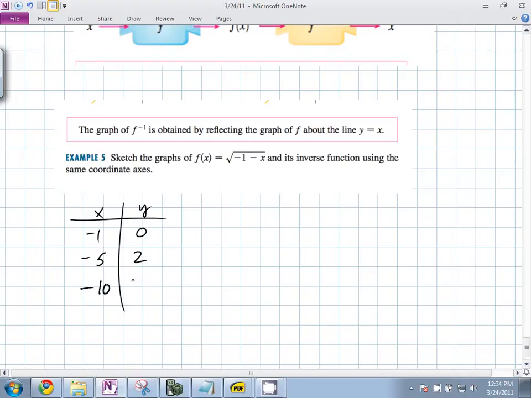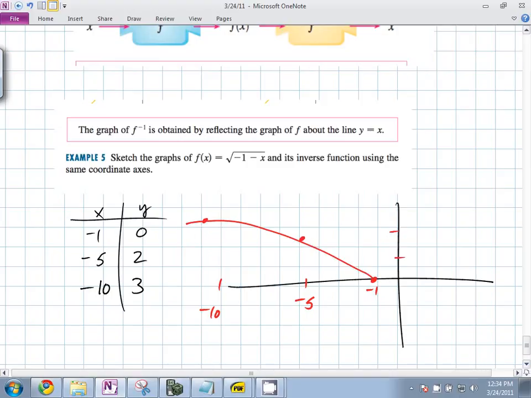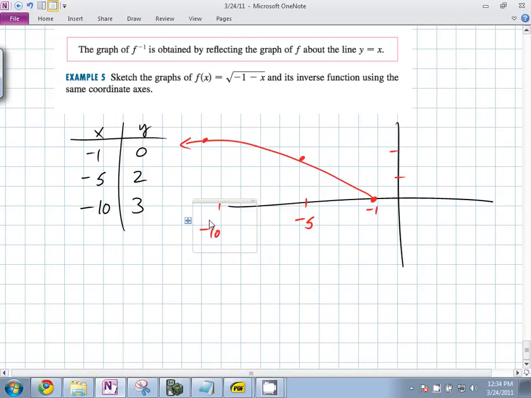So what is this thing going to look like? Sorry, at -1 it is 0, and at -5 it's going to be 2, and at -10 it's going to be 3. So what does this thing look like? Looks like that. How could we verify that? Well, you could graph it. Let's take a look.